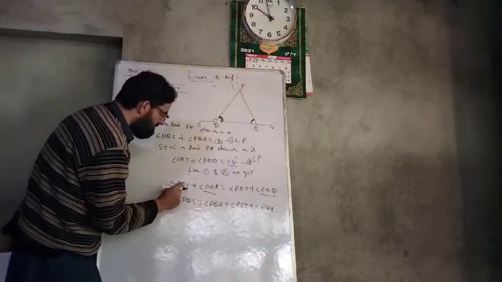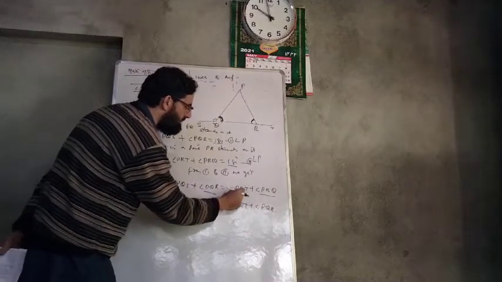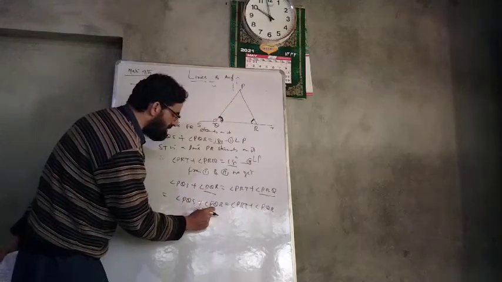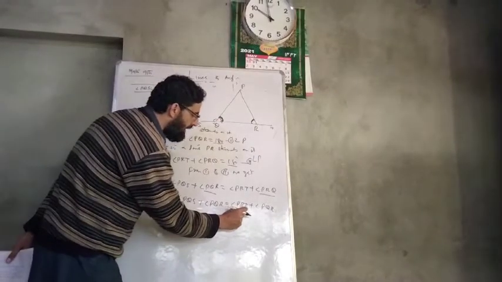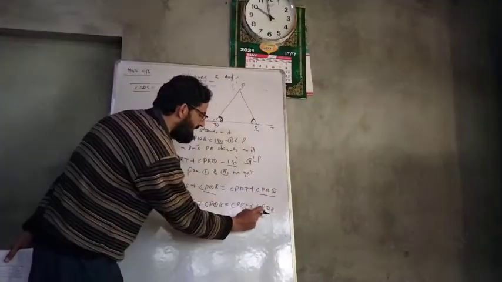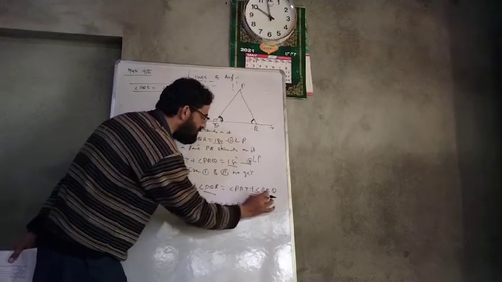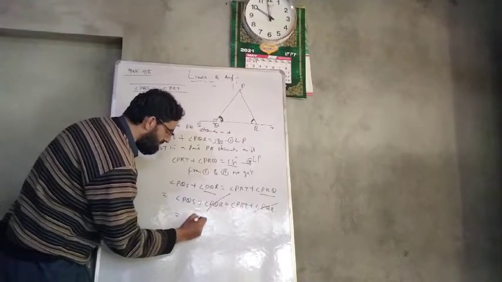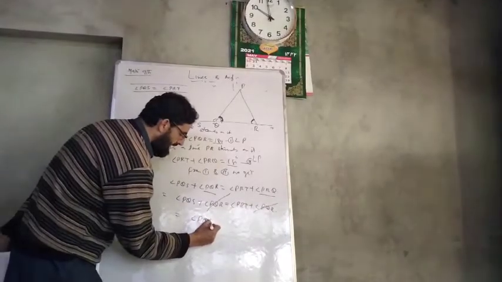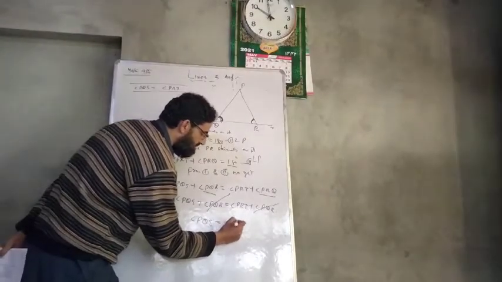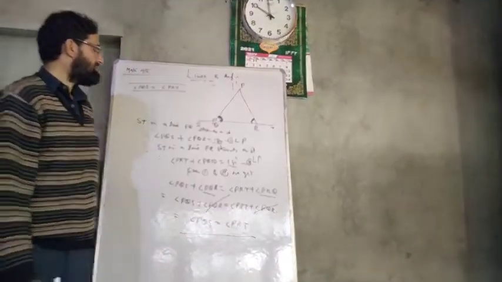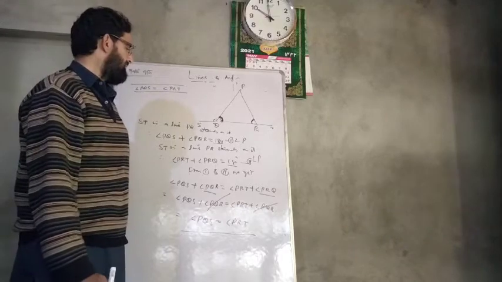Now see here, PQS plus PQR is equal to PRT plus PRQ. Now I write here PQS plus PQR is equal to PRT plus PQR, instead of PRQ we write PQR, because these two angles are equal. This and this will cancel out, and we are left with angle PQS is equal to angle PRT. This was to be proved. This was a very simple question. I think this is clear to you now.